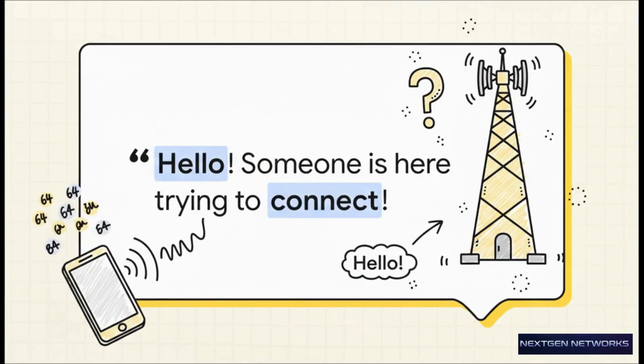Step 1 is called the Preamble. Your phone picks one of 64 random, totally anonymous signatures and sends it to the tower. At this point, the tower has no idea who you are, just that someone is knocking on the door. It's basically a simple, anonymous hello.